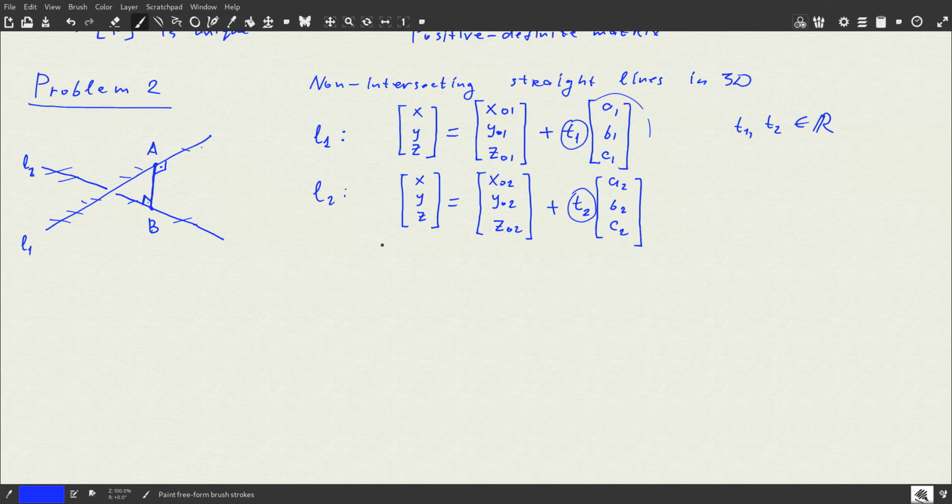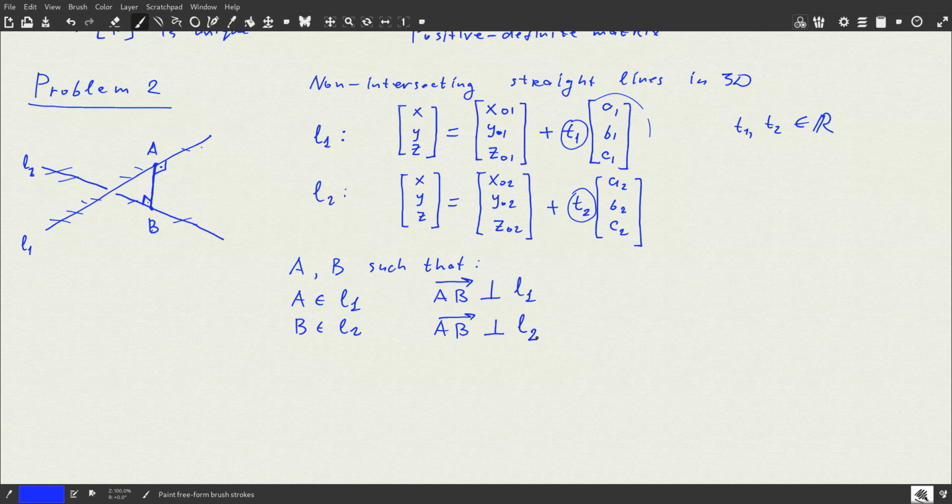And we need to find A and B such that A belongs to L1, B belongs to L2. The vector AB is orthogonal to L1, vector AB is orthogonal to L2. Okay, so that's what we want to do.